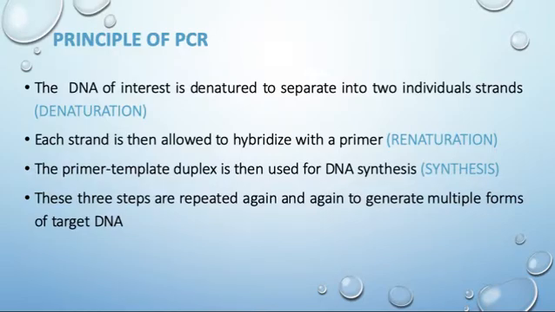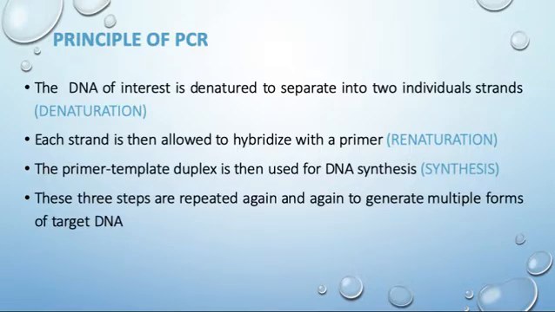So primers are nothing but around 20 to 30 nucleotide bases, okay, which get attached to the denatured DNA strand, and this process we call renaturation. Now what happens after this is the multiplication of the DNA strands. The primer attaches to the template duplex and leads to the synthesis of DNA, and this process is synthesis of the DNA or amplification of the DNA.